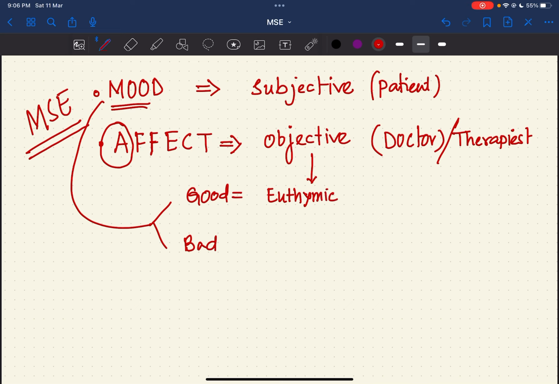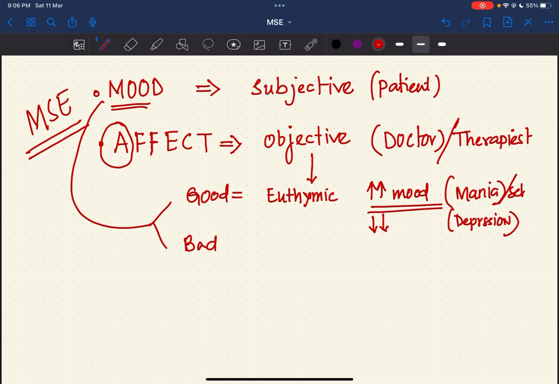Okay, now if mood is elevated, what we can see in mania, जहाँ पे mood बहुत ज़्यादा increase हो जाता है, mood elevated, okay, increased mood elevated in case of mania, whereas mood decreases in case of depression. Remember these two things. Sometimes mood may be elevated in schizophrenia also. Now if it is good mood, then objectively we will see whether it is euthymic or not. If it is euthymic, that means it is normal.